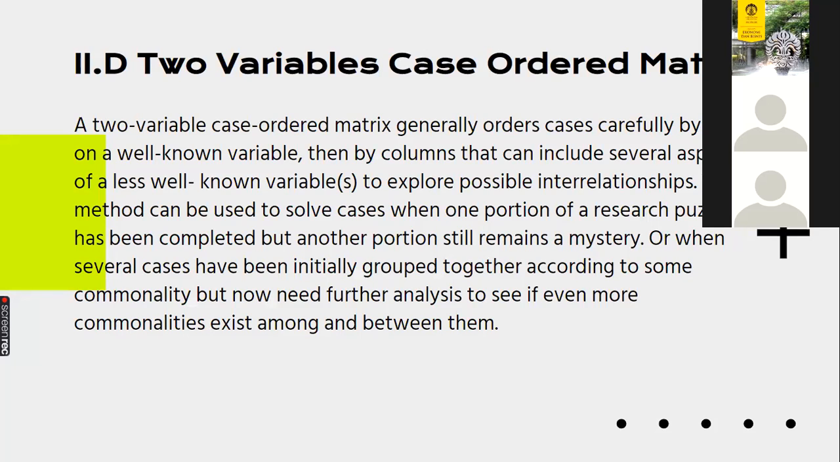And the last form is the two-variable case-ordered matrix. A two-variable case-ordered matrix generally orders cases carefully by rows on a well-known variable, then by columns that can include several aspects of less well-known variables to explore possible interrelationships. This method can be used when one portion of a research puzzle has been completed, but another portion still remains a mystery, or when several cases have been initially grouped together according to some commonality, but now need further analysis to see if even more commonalities exist among them and between them.